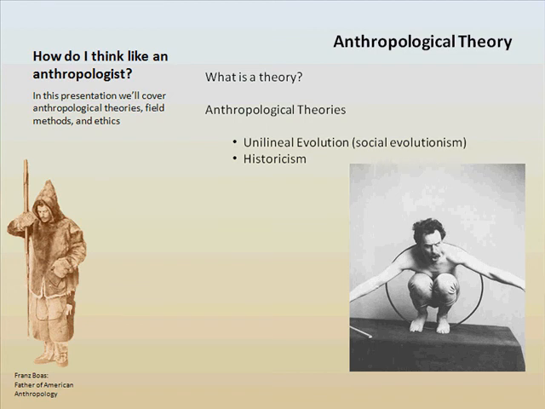And this is really almost a backlash to unilineal evolution. They claimed that it was ridiculous for anthropologists to try to come up with theories until we actually collected enough data to be able to do that. So one of the things that Boas was responsible for was sending out his students to collect data.